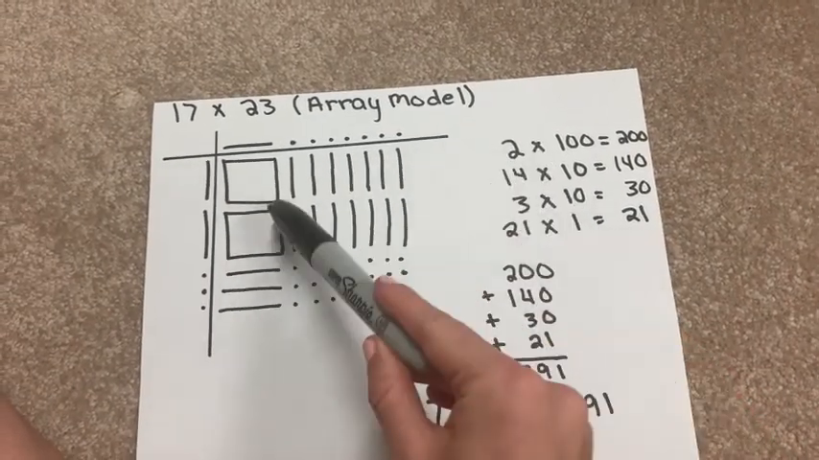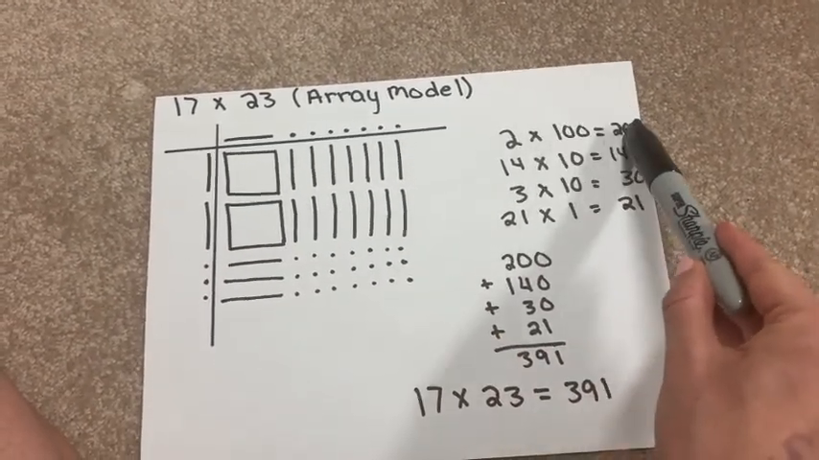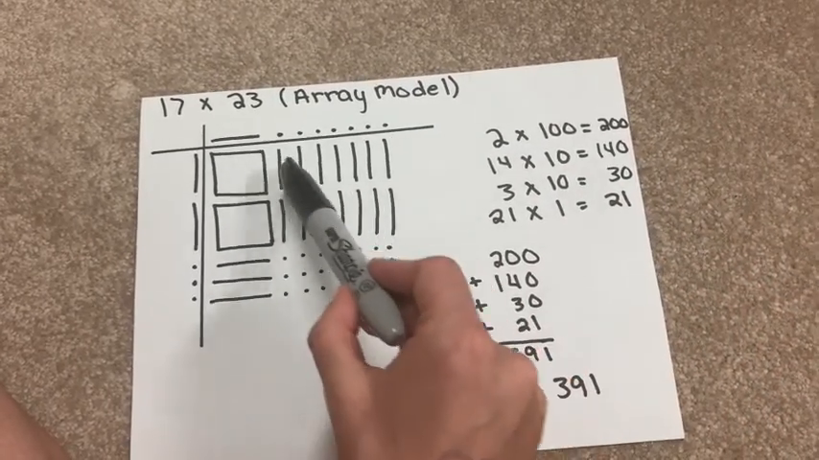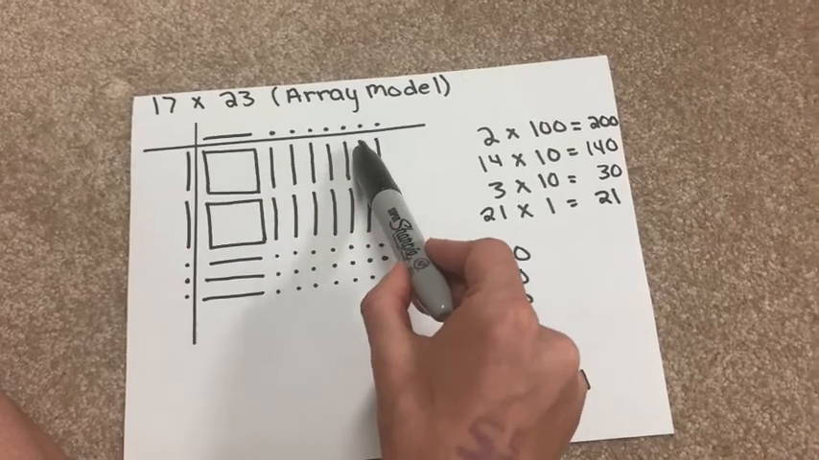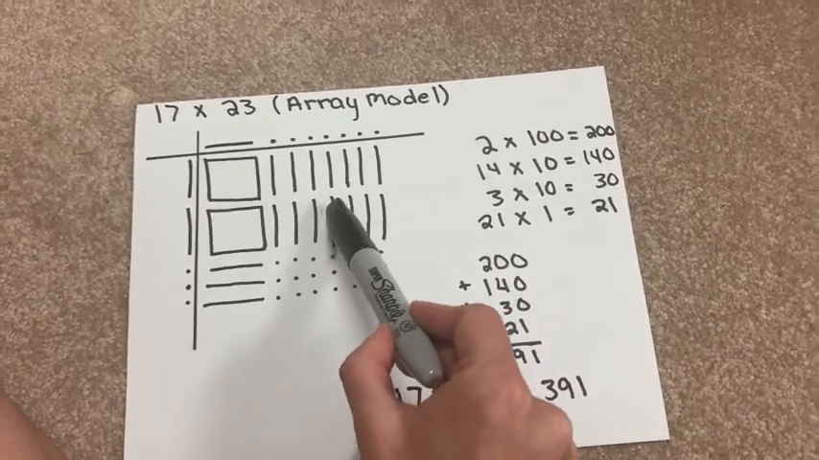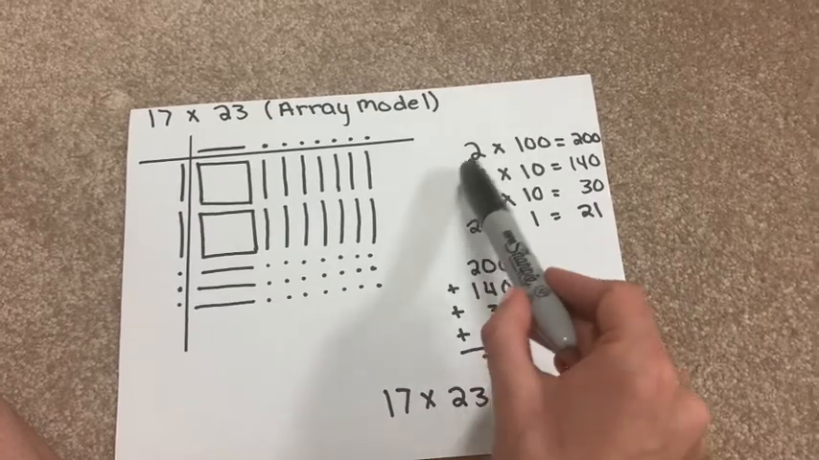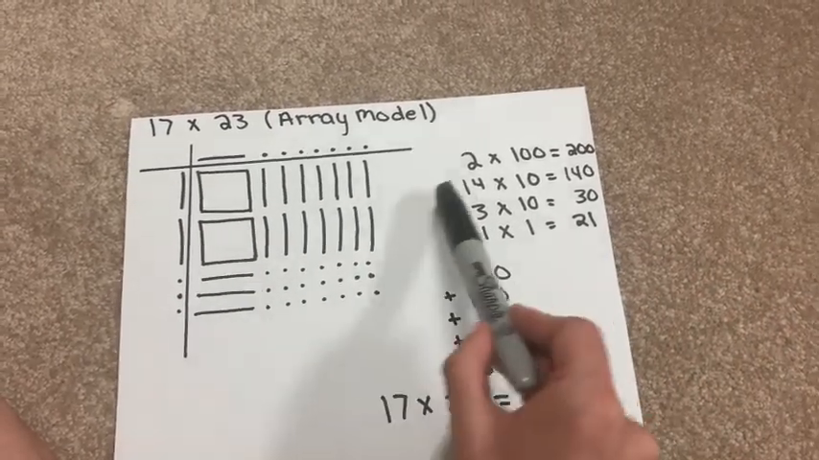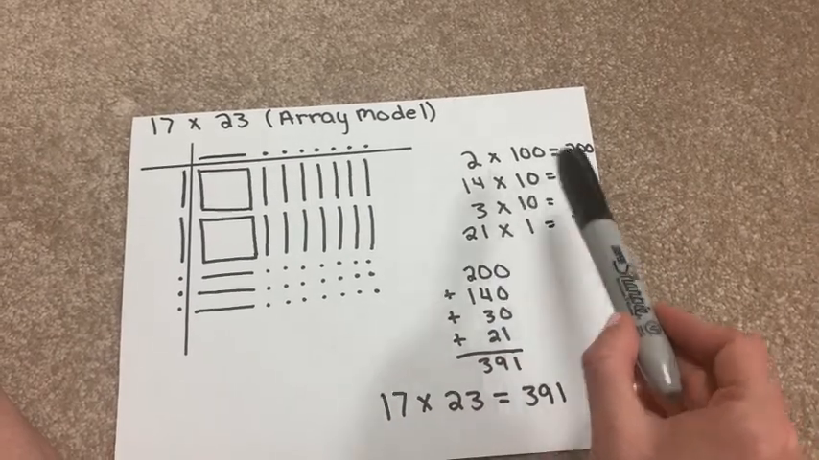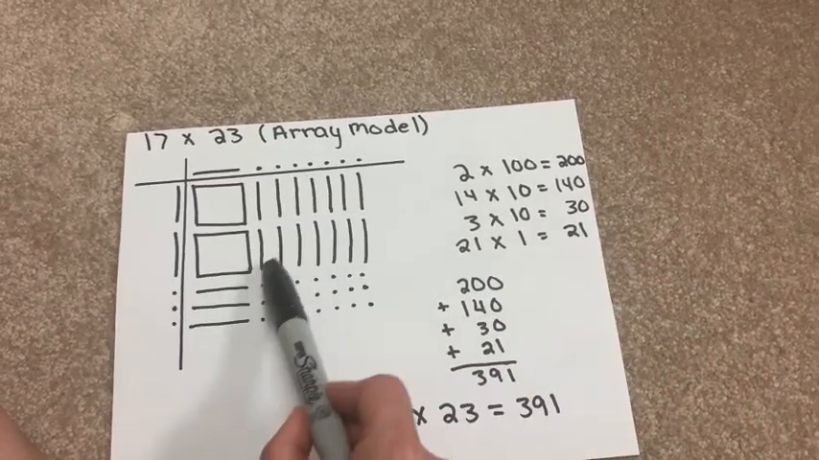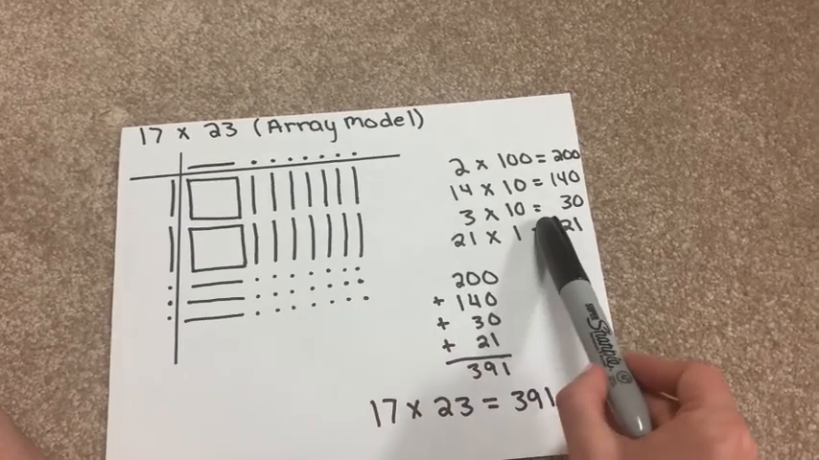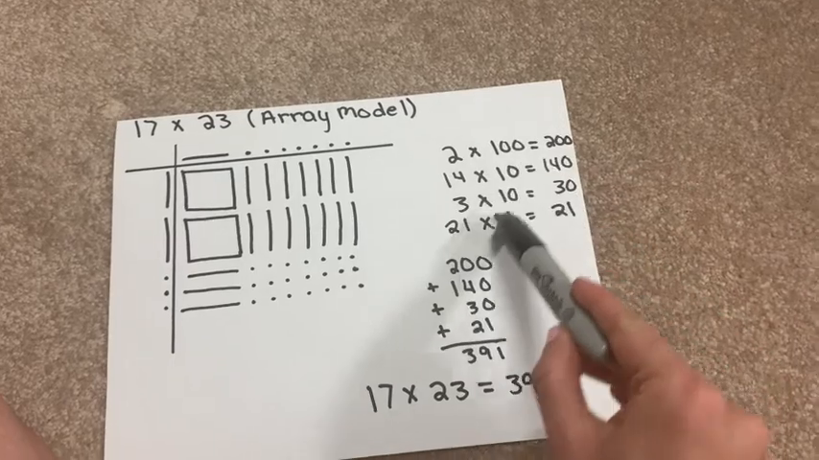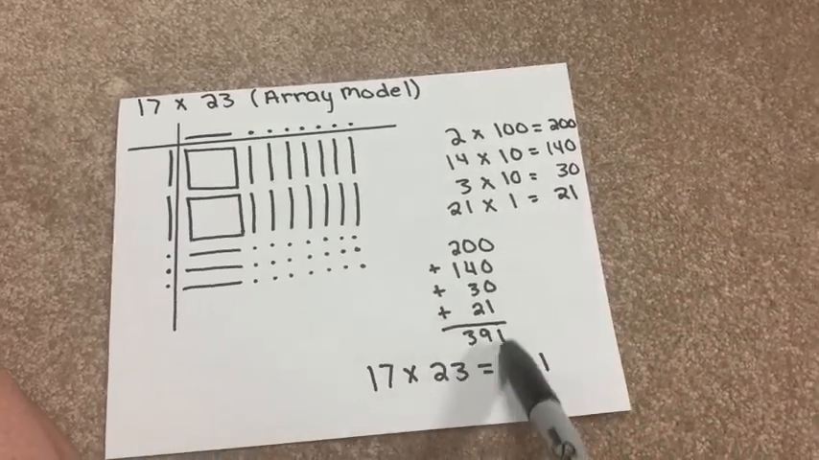So we know that there's 200, so 2 times 100 gives us 200. If you count up all the tens up here, there's 1, 2, 3, 4, 5, 6, 7, 8, 9, 10, 11, 12, 13, 14. 14 tens here, so that's 140. And then 3 tens down here, so 3 times 10 is 30. And then all together here, there's 21 ones, so that equals 21. So when we add all of that up, it gives us 391.